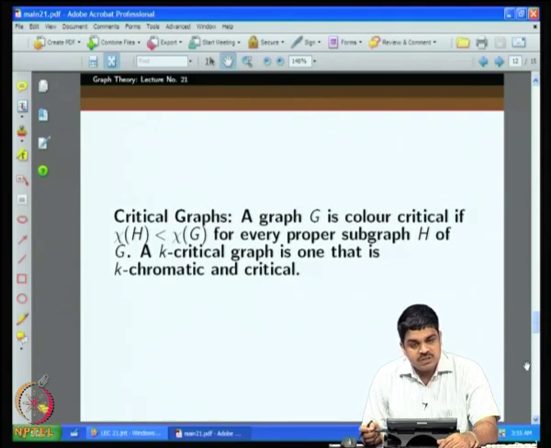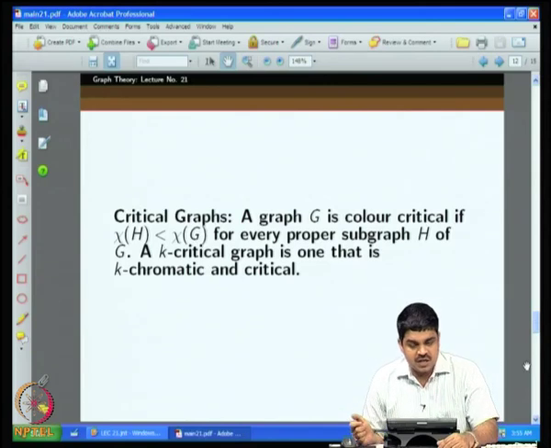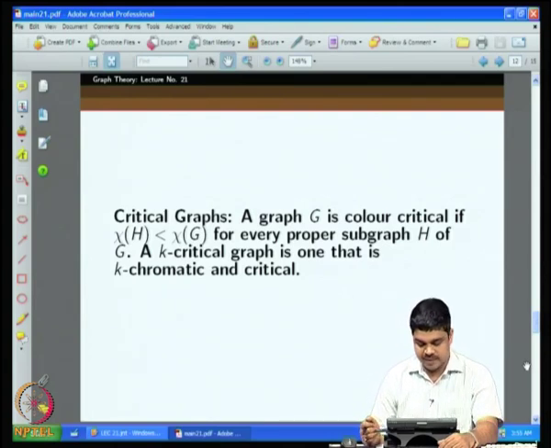So that means if you remove one vertex, then the chromatic number should reduce. If you remove one edge, the chromatic number should reduce. While this is a critical structure in that sense. So when do I say it's K critical, K color critical? I'll just say K critical, dropping the word color. So when I say K critical, it means that the chromatic number of this graph is K, but if you remove even one edge, then the chromatic number will drop, one vertex or one edge. Any proper subgraph will have a lower chromatic number. So that kind of a graph is called a color critical graph.